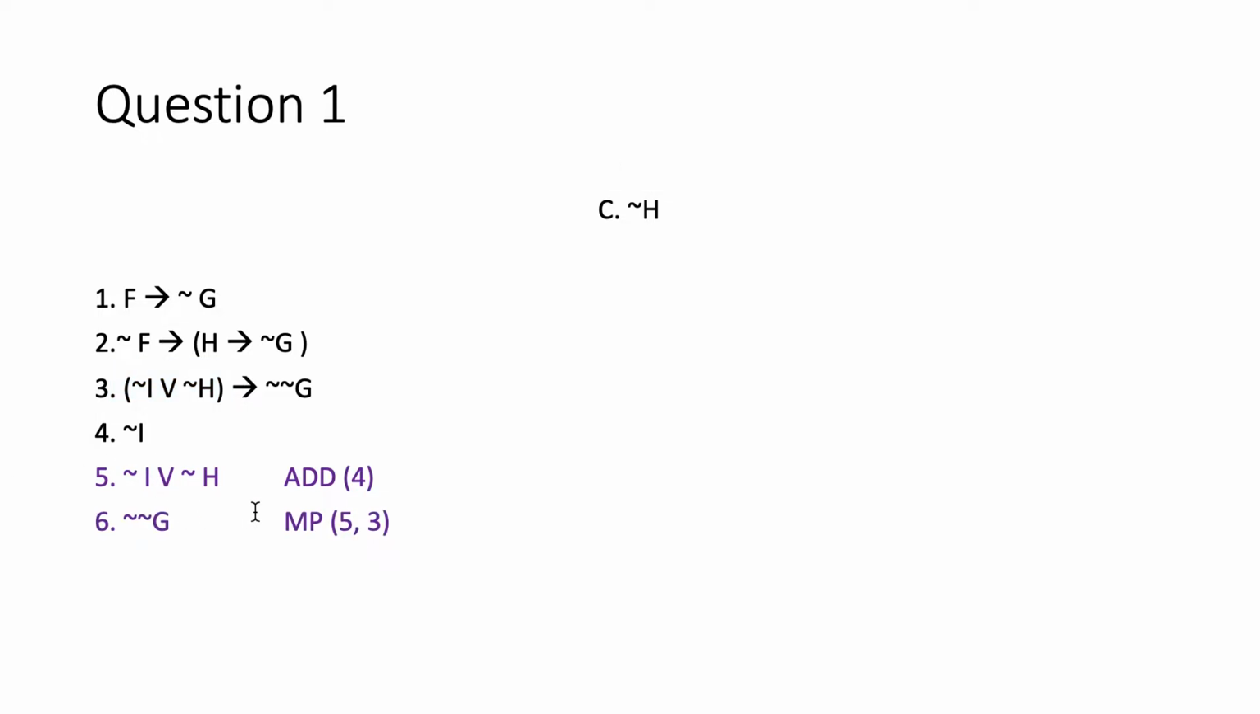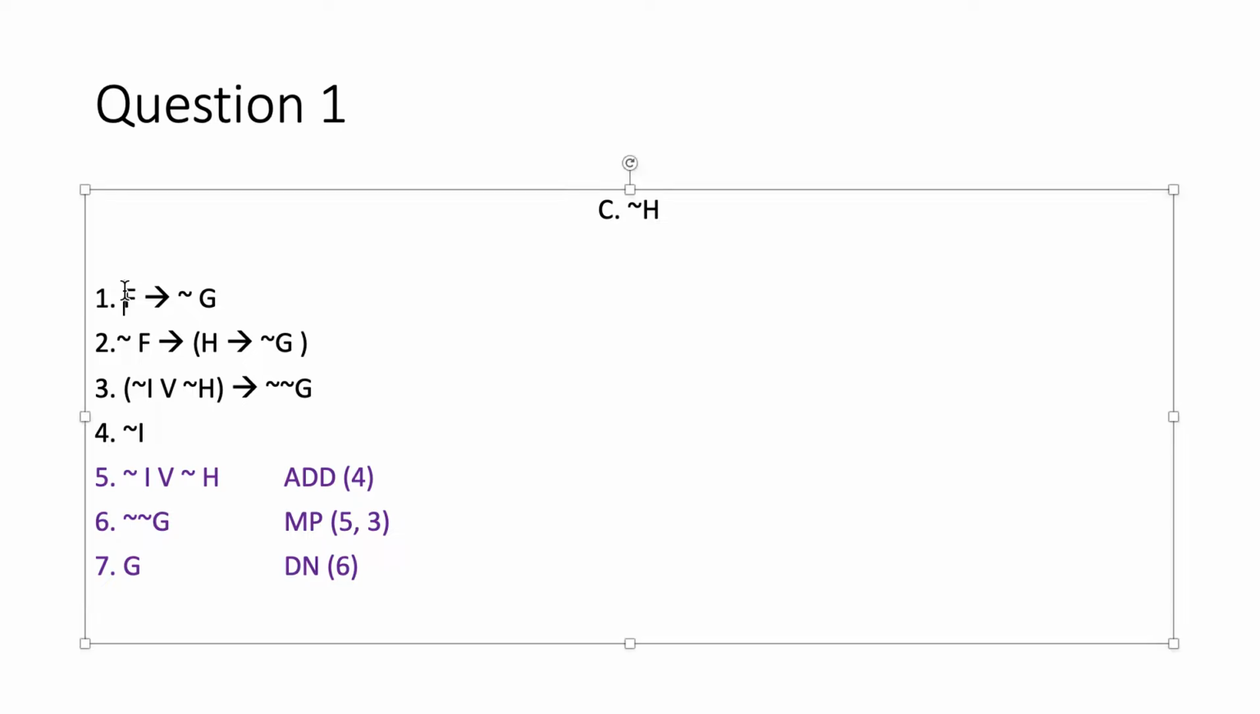Okay, so I have not G. I may as well just do double negation on that. Okay, and then I look at the lines that I have now, looking for what else I can do. It looks like I have the materials on line 1 and line 6 to do modus tollens. So maybe I didn't even need to do double negation on 6, but that's okay.